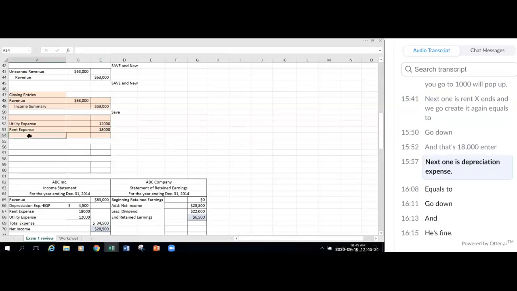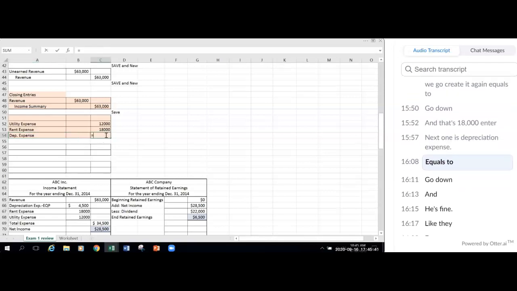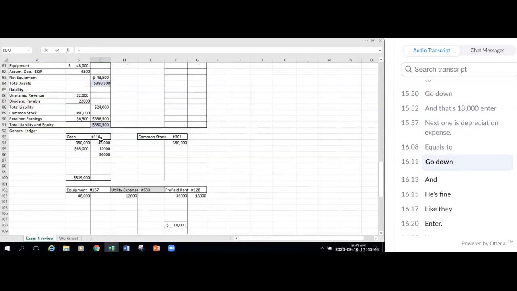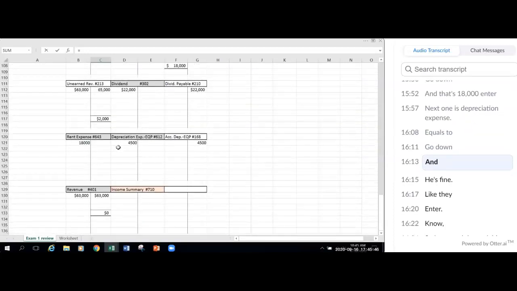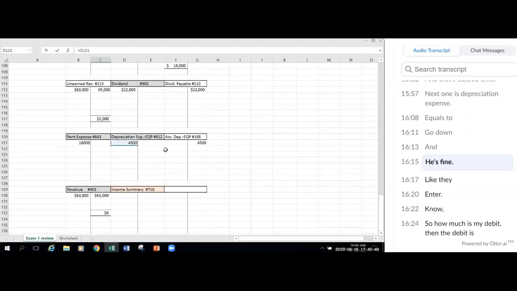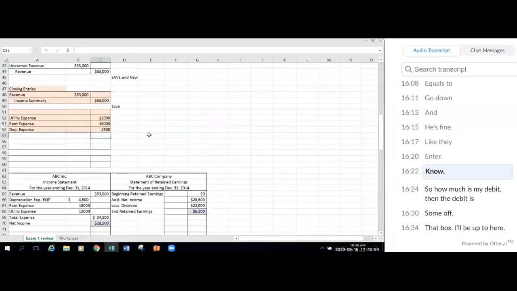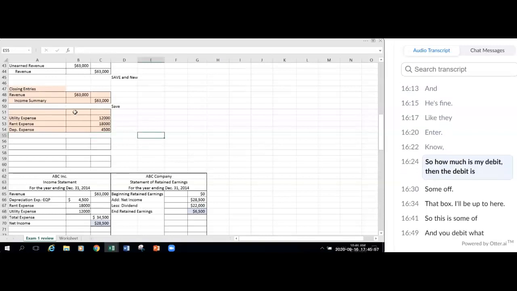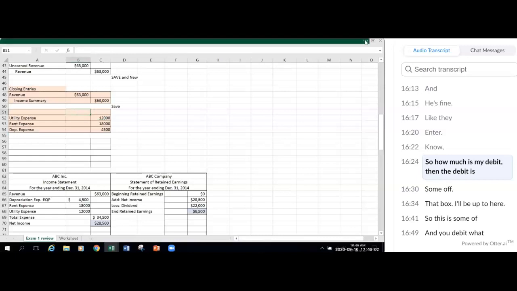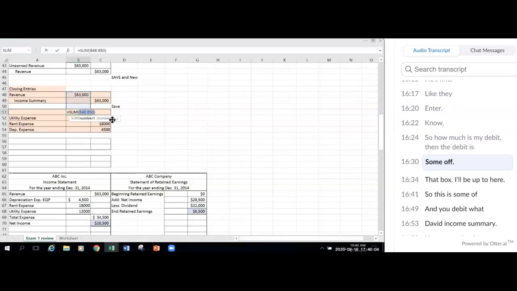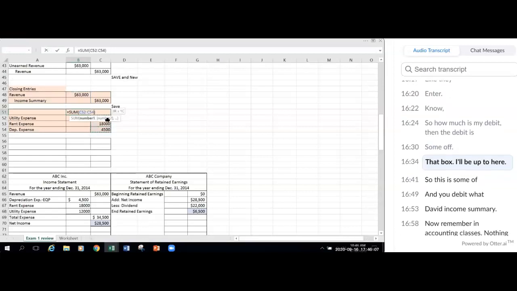Next one is depreciation expense equals to, go down, and this one right there. Enter. Now, so how much is my debit then? The debit is the sum of that box all the way up to here.